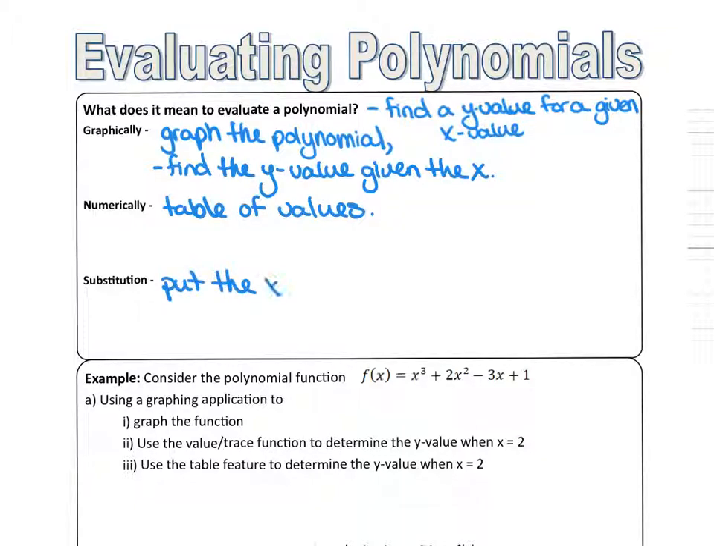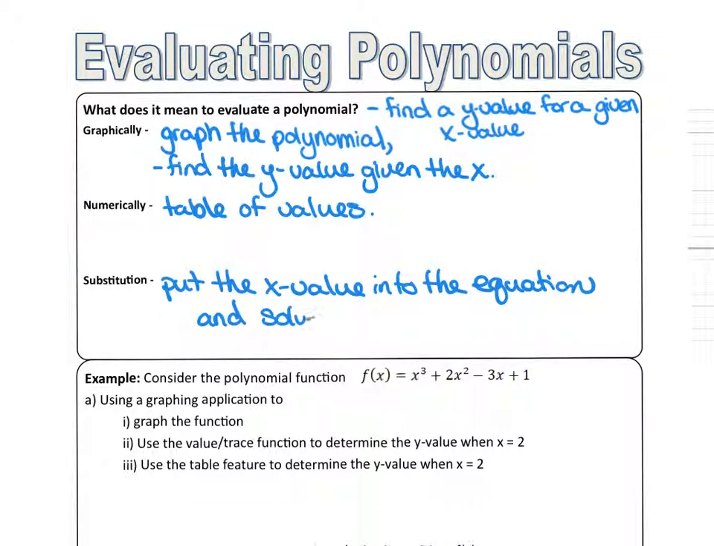And then substitution, this is where you would put the x value into the equation, and solve for y, which is also just like evaluate. So you would actually calculate it out and figure out what it is. I'm going to show you how we do all three of those with an example, and you'll notice that you always get the same answer, or you should get the same answer if you're doing that correctly.